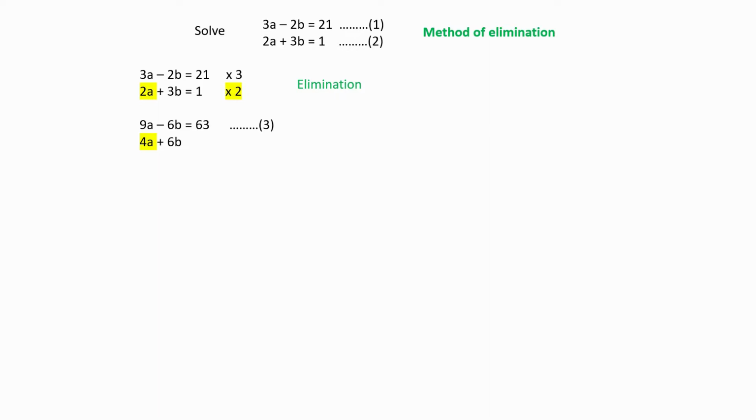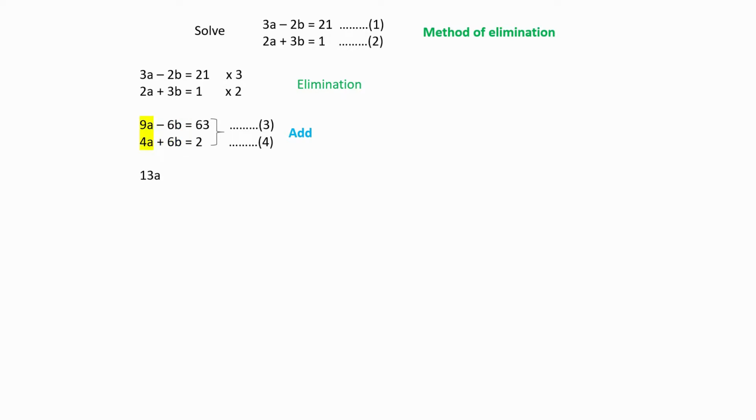Multiplying the second equation by 2, 2a times 2 gives 4a. 3b times 2 gives 6b. And 1 times 2 gives 2. Labelling this equation 4. By adding, the 6b's will be eliminated.